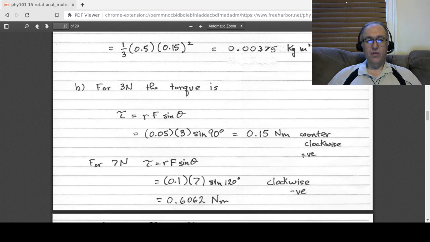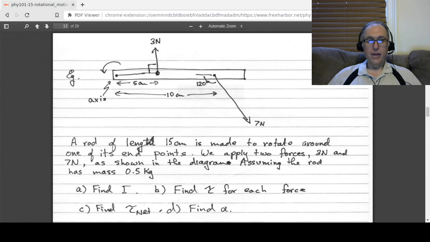Okay, so for the 3 Newton force, the torque is going to be given by tau is equal to r F sine theta. All right, so now we have to just concentrate on that 3 Newton force and say what's r for that 3 Newton force. Well, let's look at the picture again. How far is the 3 Newton force applied from the axis? Well, the distance from the axis through the 3 Newton force is 5 centimeters.